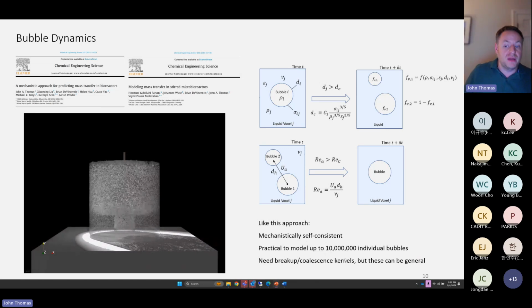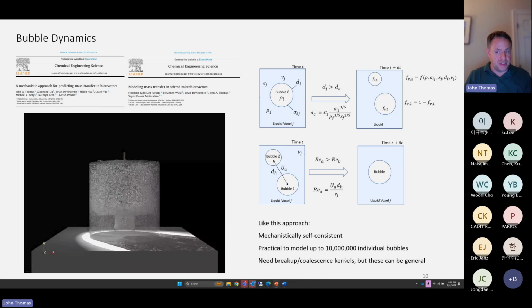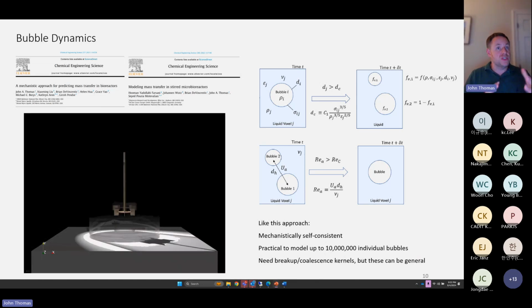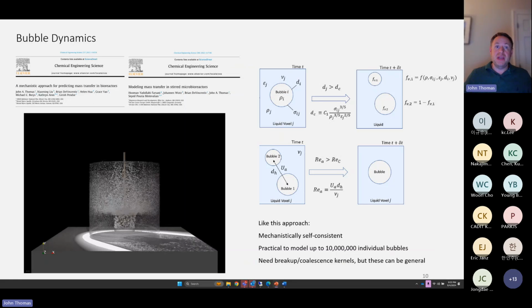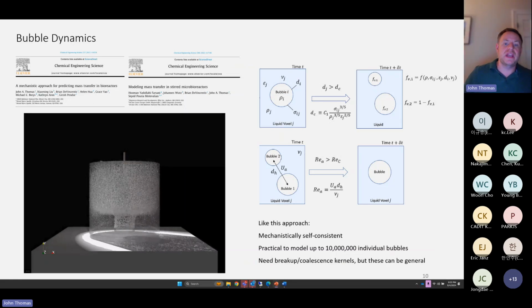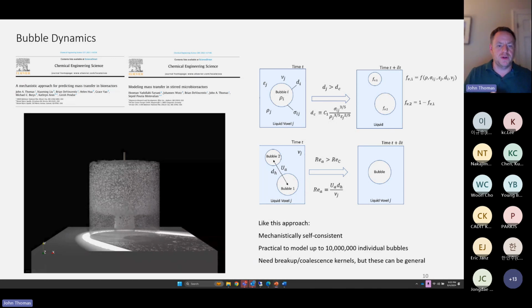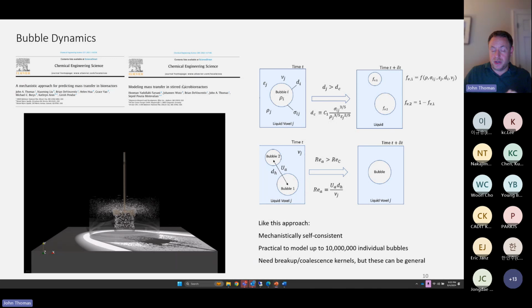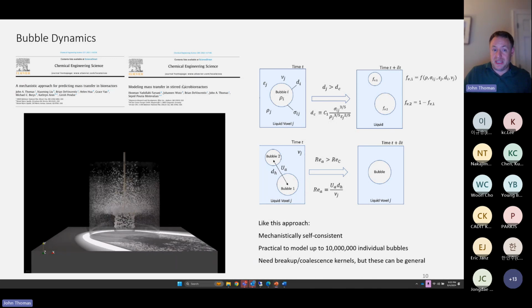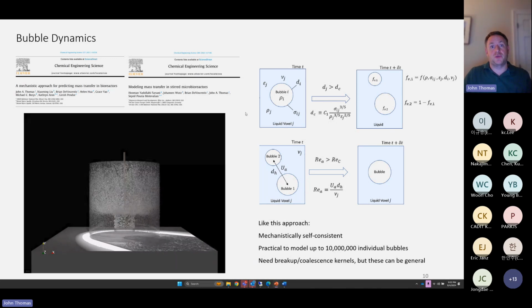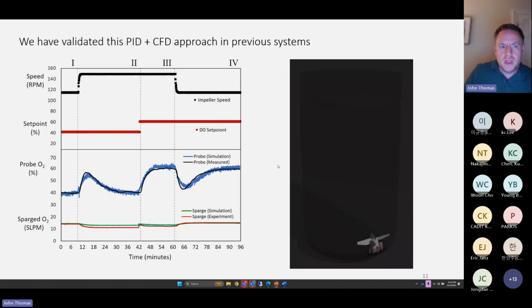It's practical to model tens of millions of individual bubbles. Above that, we may use a parcel-based approach, but for most bioreactors, even big ones up to 10,000 liters, we can generally use these explicit approaches to model mass transfer and the multi-phase flows. We've talked about this a lot in the literature. We've validated it quite rigorously. And importantly, we've shown that it's general across scales and operating conditions. So we'll be using that today.